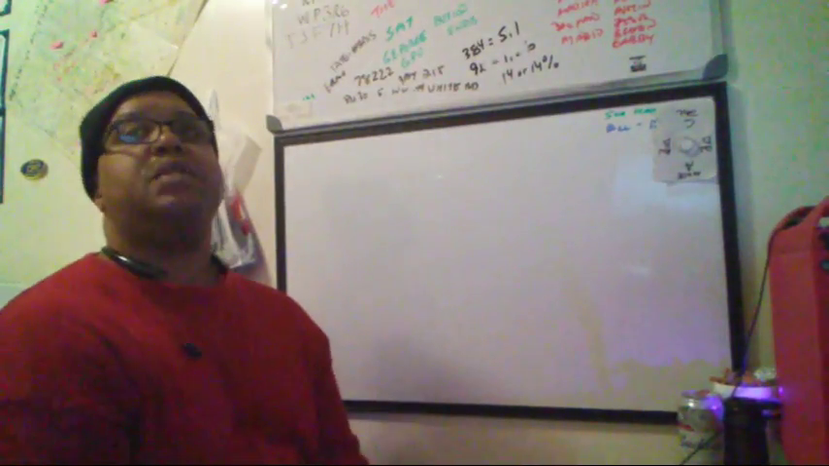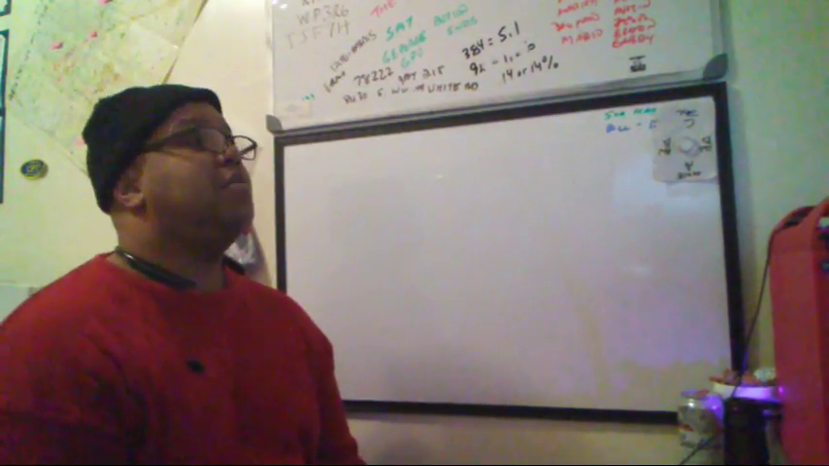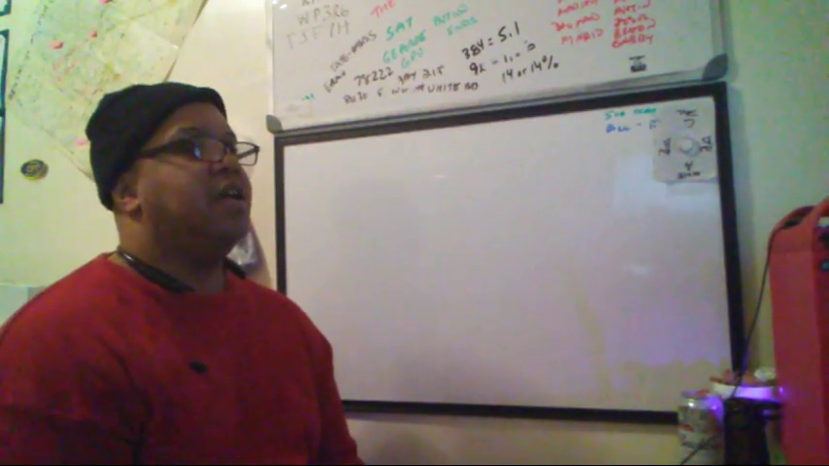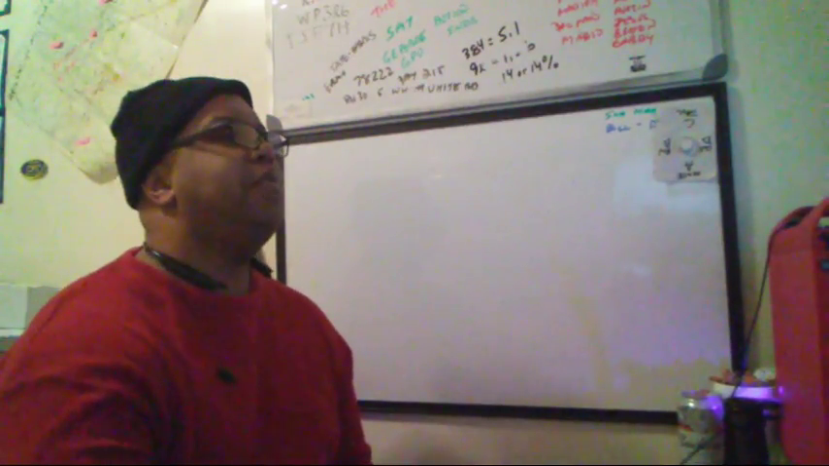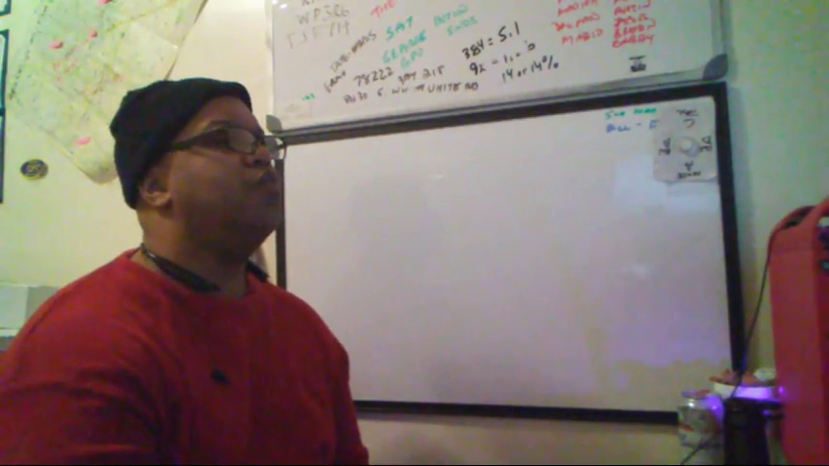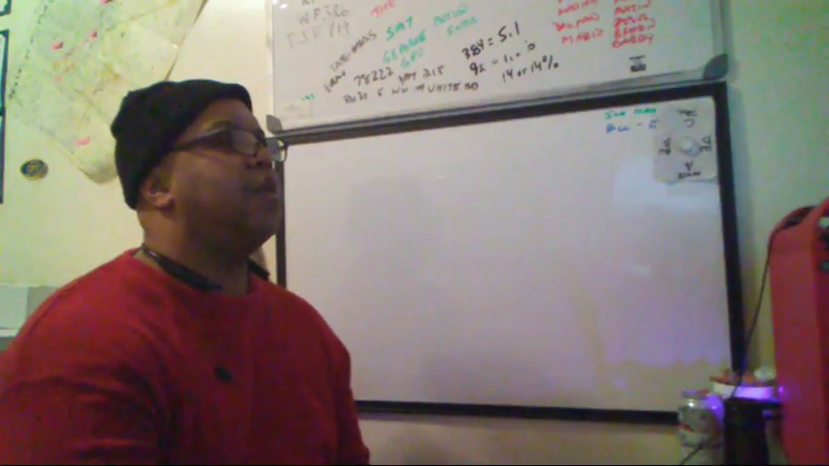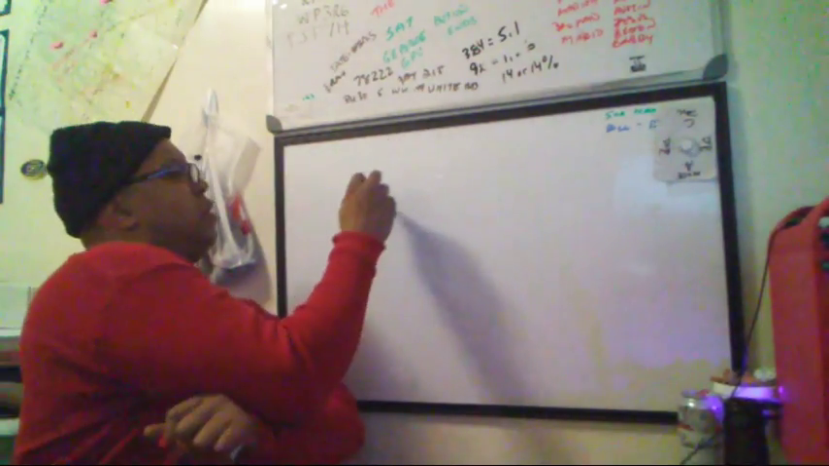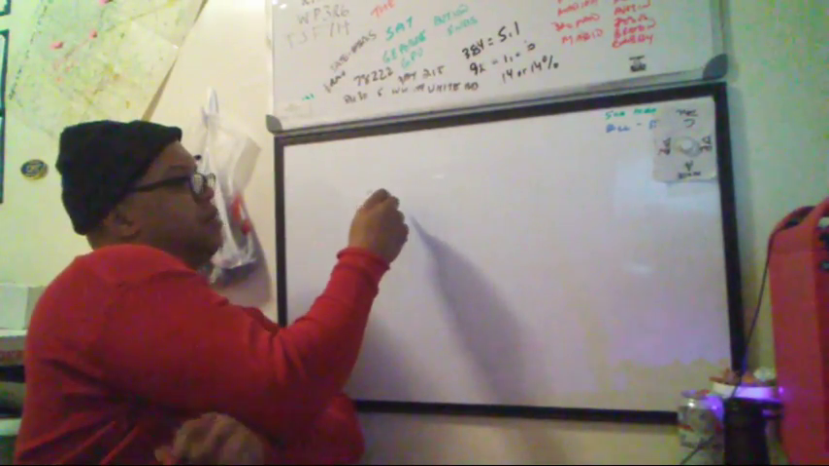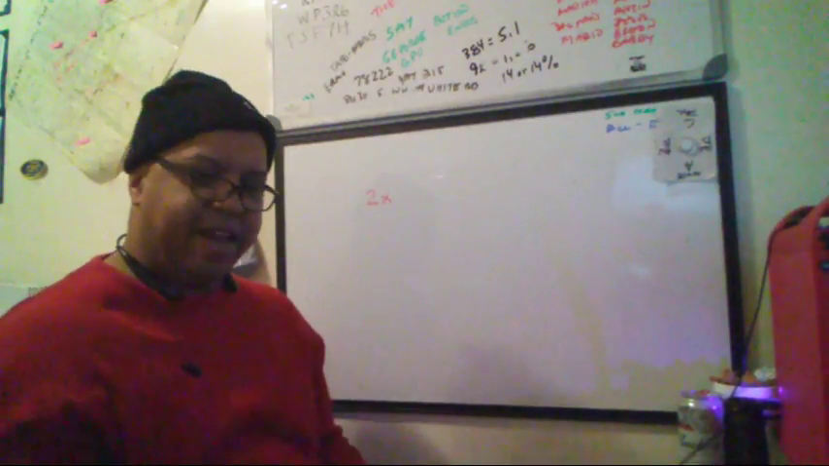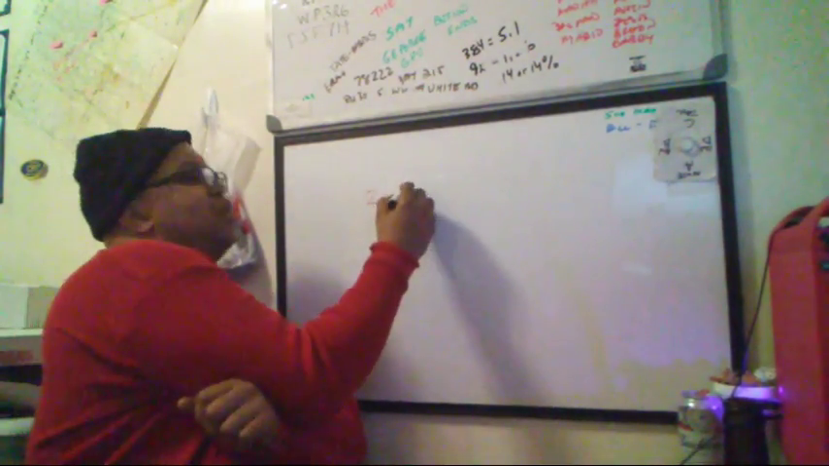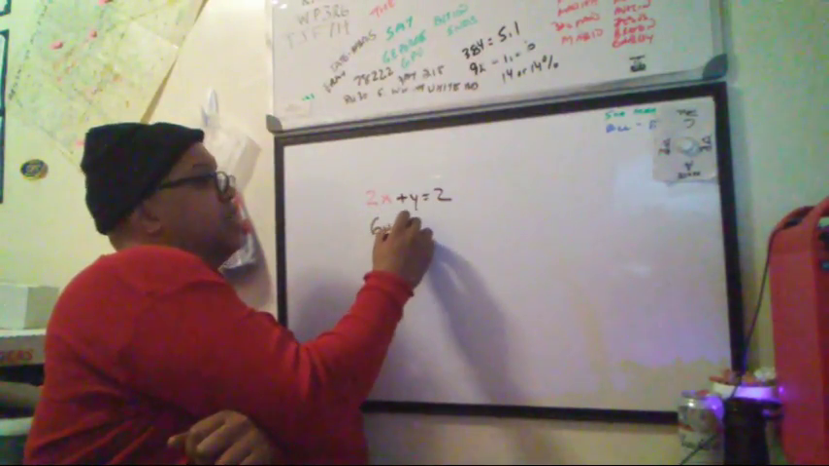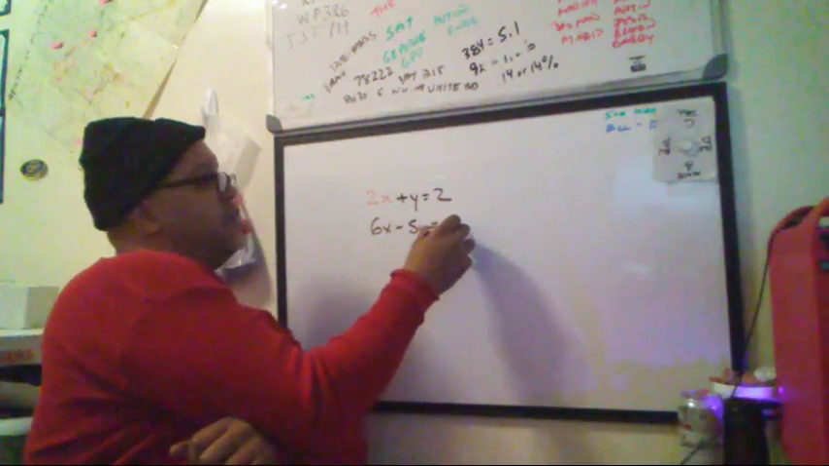Okay. So now, let's do another one. Sometimes you will get a really, really weird one. So here we go. I have 2x. Oh, bad marker. You're bad. 2x plus y equals 20. And 6x minus 5y equals 12.